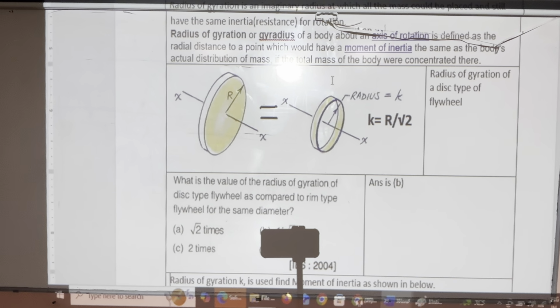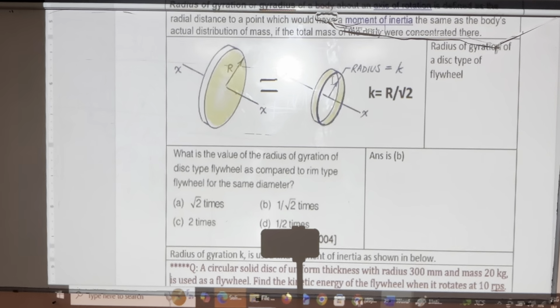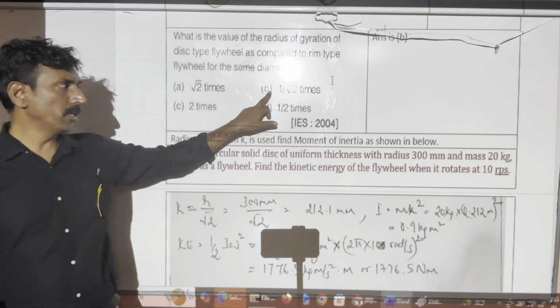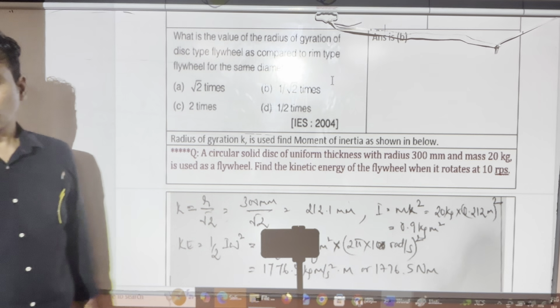Now this k can be used in finding out the kinetic energy stored in a flywheel. There was a question in the Indian Engineering Service examination which asked what is the value of the radius of gyration of a disc type flywheel as compared to the ring type flywheel for the same diameter. The answer is B, which is 1 by root 2 times.